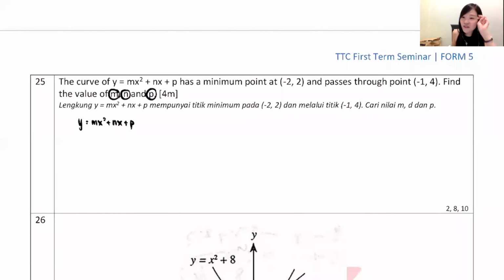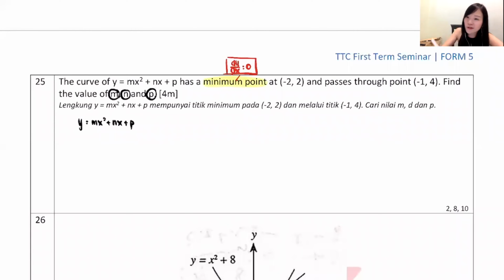So guys, they want to find 3 unknowns. How do we do it? Again, I repeat, I don't see the word gradient of tangent. I don't see the word gradient of curve, but I see a very important word called minimum point. So I repeat again, wherever they have the words minimum point, maximum point, stationary point, turning point, dy/dx will equal 0. Isn't it the same as whatever we did just now, correct?